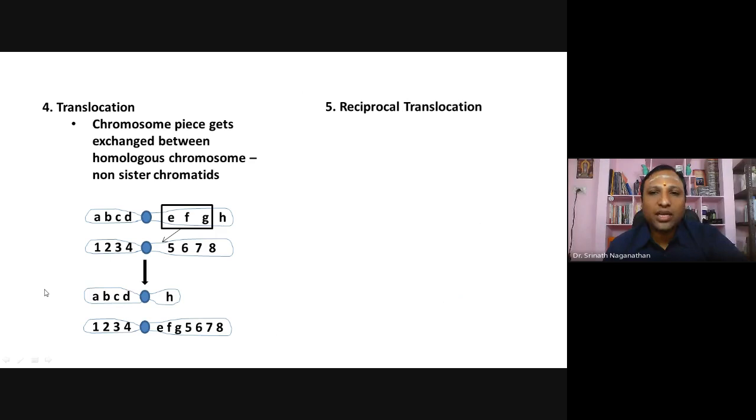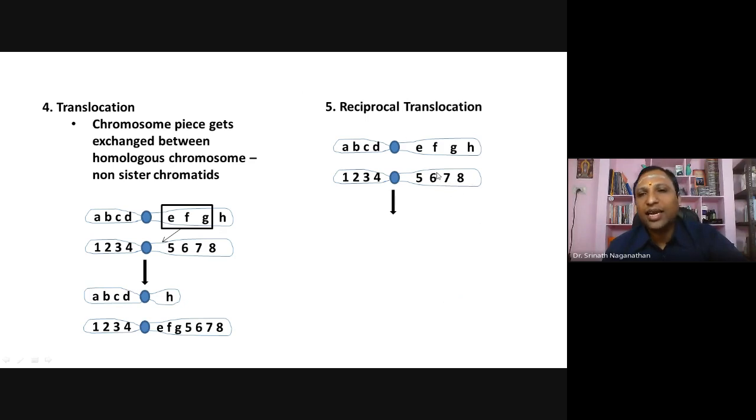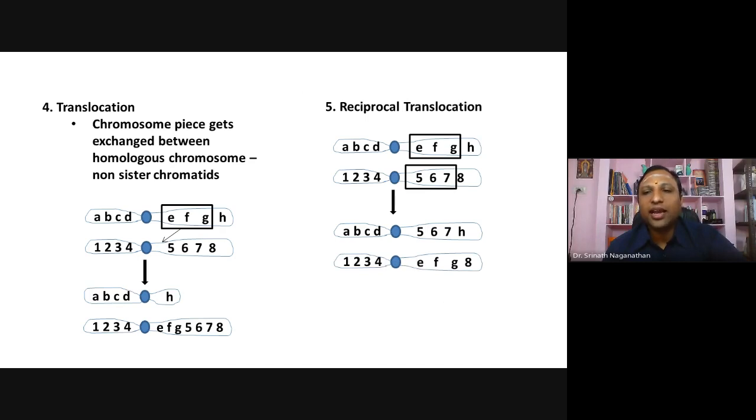Now, reciprocal translocation. In reciprocal translocation, ABCD and EFGH are there, along with 1, 2, 3, 4 and 5, 6, 7, 8, and they get interchanged. Then the ABCD will have 5, 6, 7 and H, and 1, 2, 3, 4 will have E, F, G, and 8.